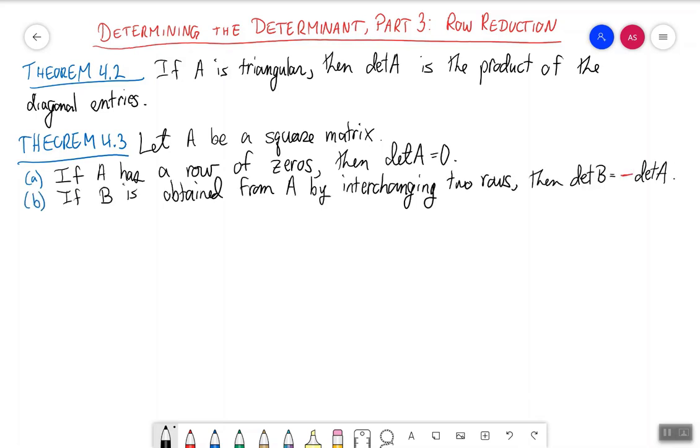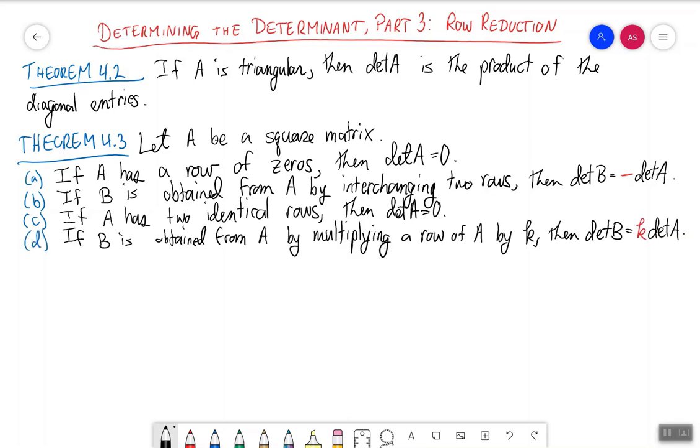If B is obtained from A by interchanging two rows, then the determinant of B is minus the determinant of A. If A has two identical rows, then the determinant of A is also 0. If B is obtained from A by multiplying a row of A by k, then the determinant of B is k times the determinant of A.